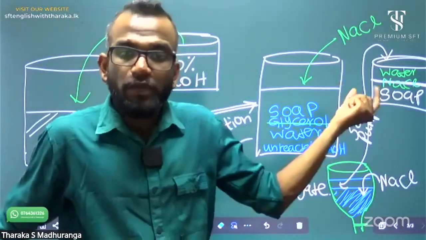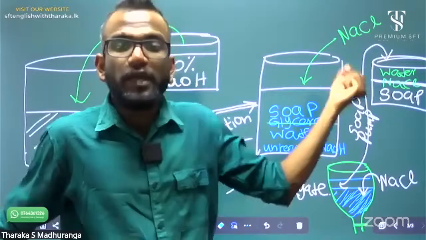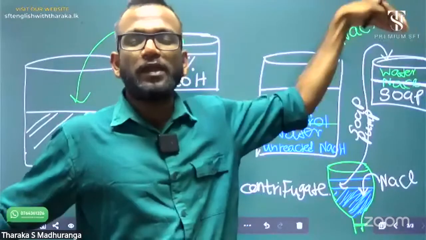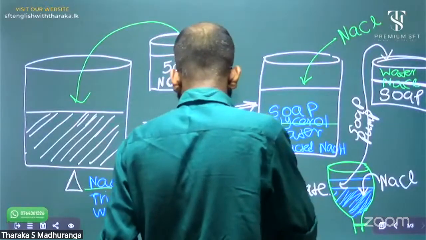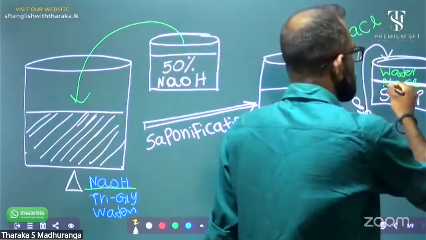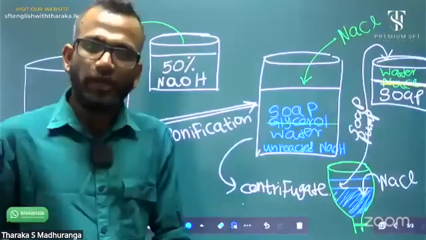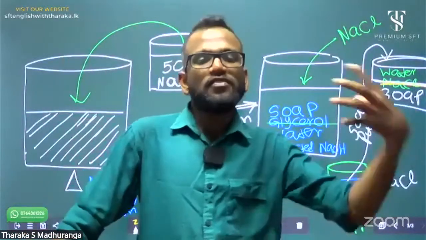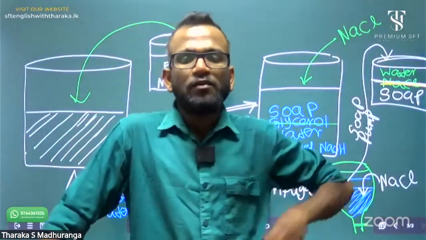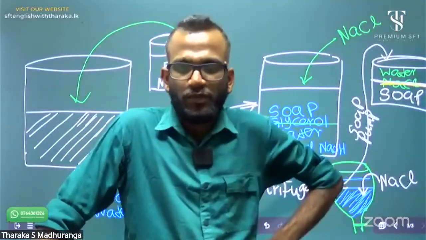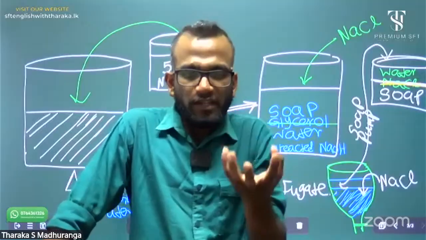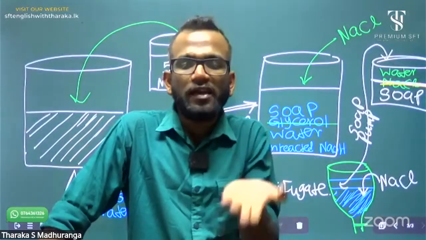Okay, what are we doing? We add citric acid to this separated soap. Then we can remove the unreacted sodium chloride. Not actually removing, neutralizing. After neutralizing, only water and soap remain. Now it is safe, no? Now we can use it. After that, we apply heat.